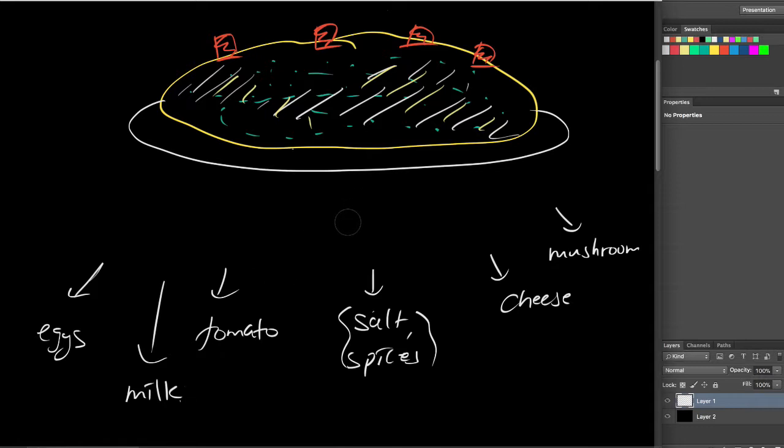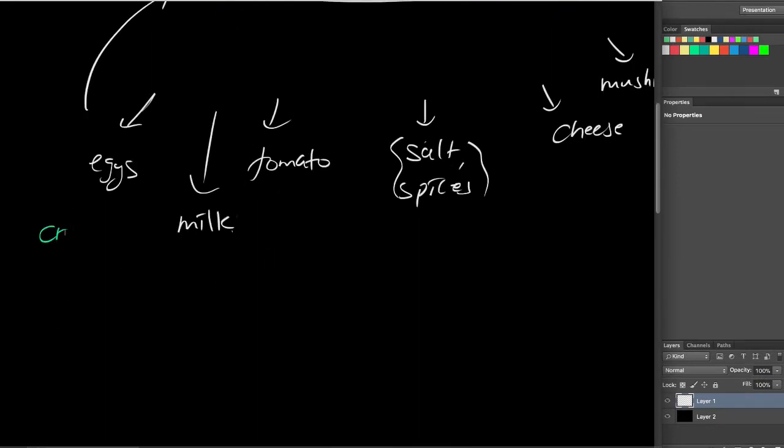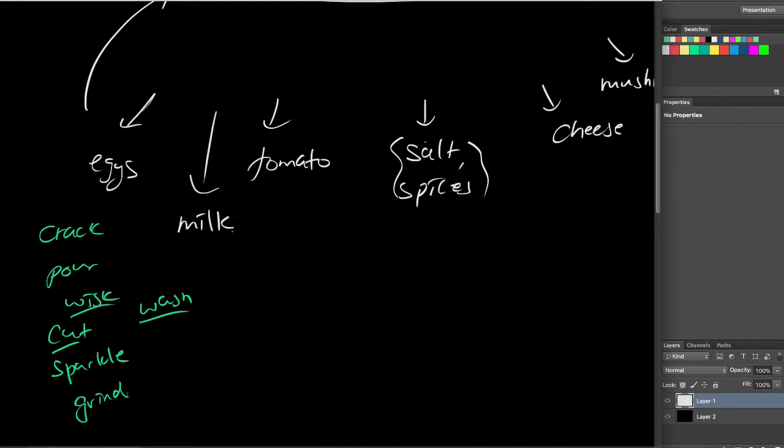Okay, so the key point is this. You have some ingredients that you have identified. The way you cook your final objective, your final omelet, is to only utilize these ingredients using specific functions. Let's say eggs, I crack them, and then I pour the milk. So crack, pour, whisk. Tomato, cut. Salt, sparkle. Cheese is grind. Mushrooms are wash. So these are basically specific functions in cooking.